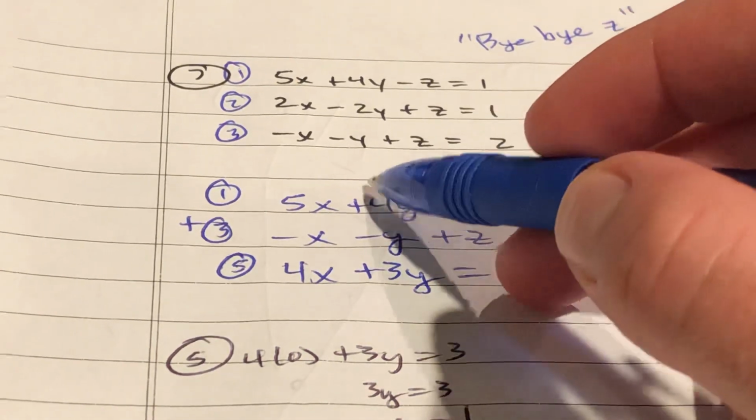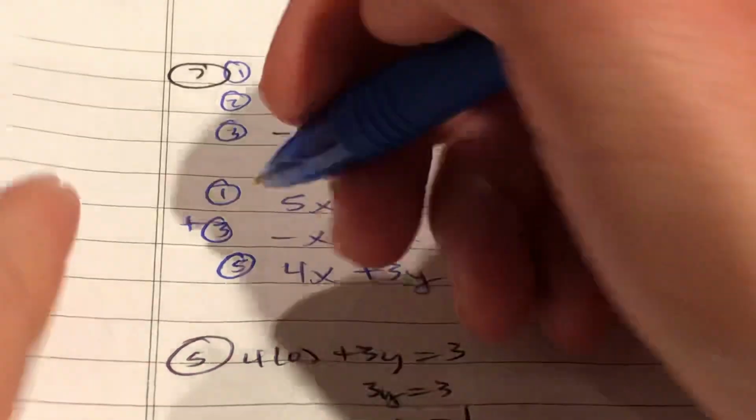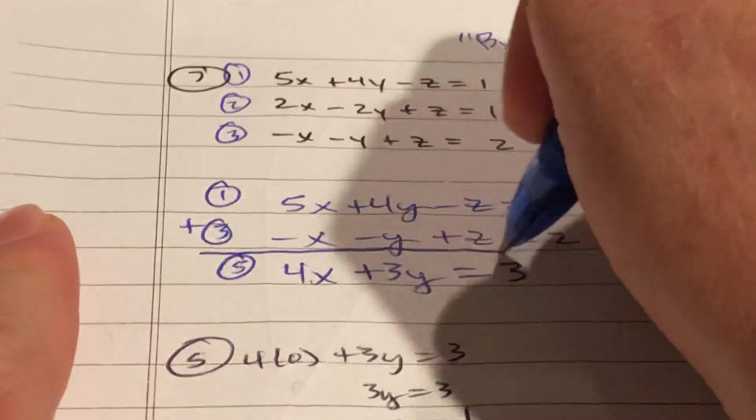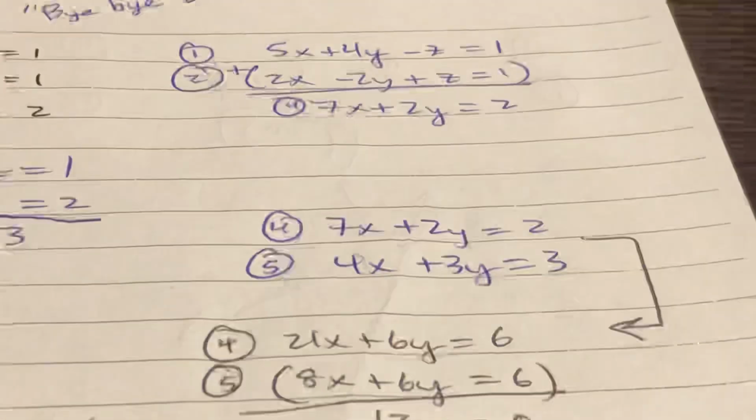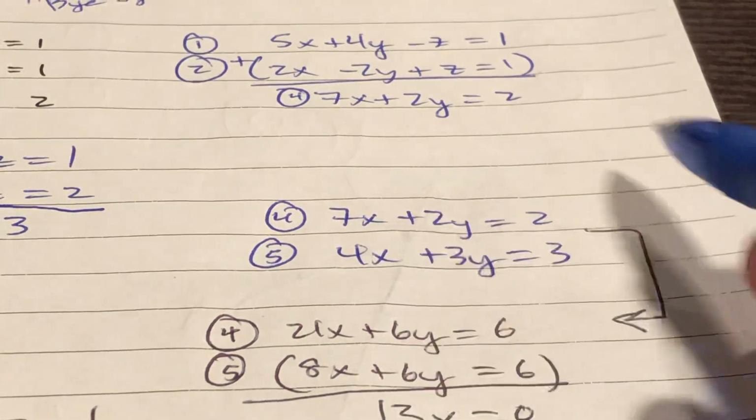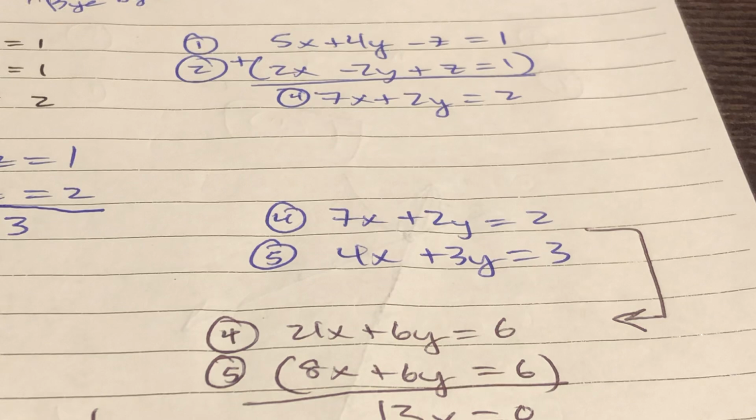So I take equation 1 and I add it to equation 3. I get 4x plus 3y is equal to 3. That's equation 5. Now what I'm going to do is put 4 and 5 together. And I'm going to ask myself, okay, now this looks like one of the first pages, what we did in class together on Tuesday.